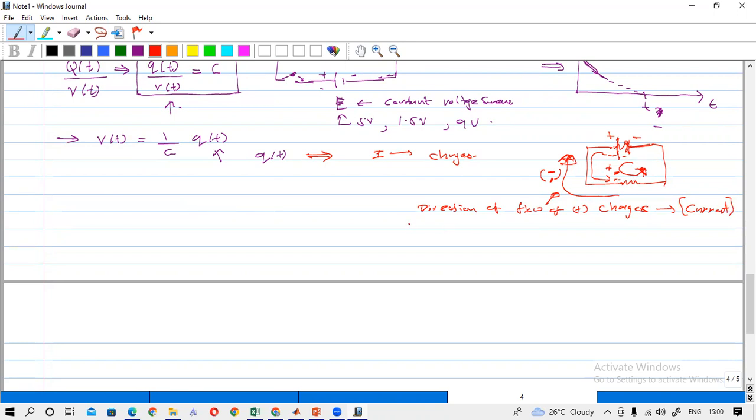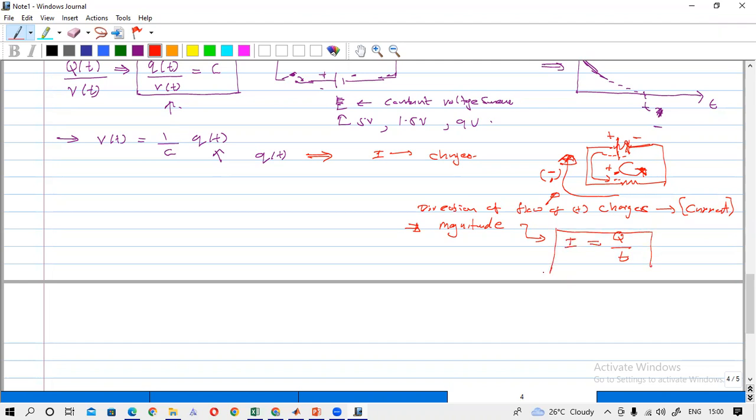And what is the magnitude of the current? How do we define the current? Can you remember that current is the charge per unit time? Charge per unit time, in other words Q divided by T. This is defined as the current.